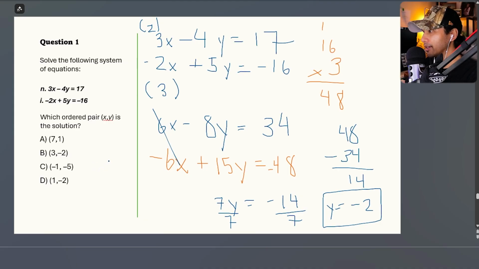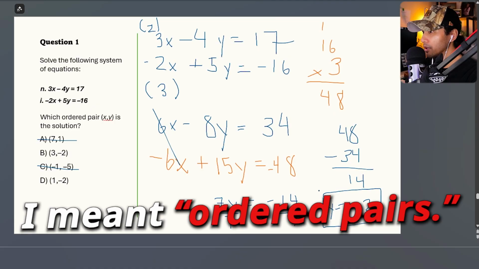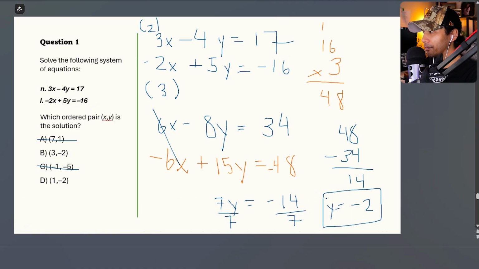Let's just say we did this really fast and we're looking at everything, and I know that y equals negative 2. We're getting close. So I could eliminate this and I could eliminate this, and then what I'm left with are these two equations. What we're going to do is just plug this negative 2 back into one of the equations. That's all we're going to do next.